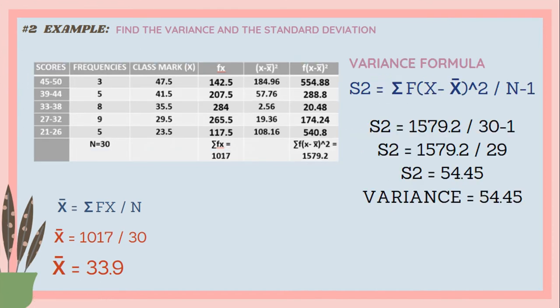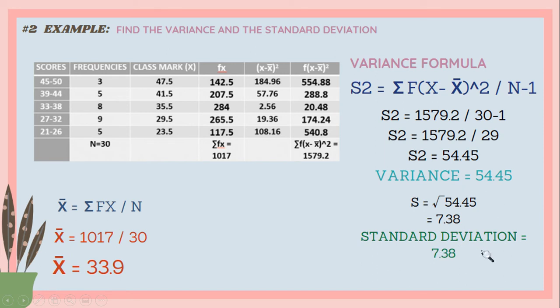So we are now going to solve for the variance. So this is again a sample formula. So just substitute your answers. 1579.2 divided by 30, which is the summation of frequencies, minus 1, so it will be 29. Then 1579.2 divided by 29 is equal to 54.45. So that will be our variance for this data.